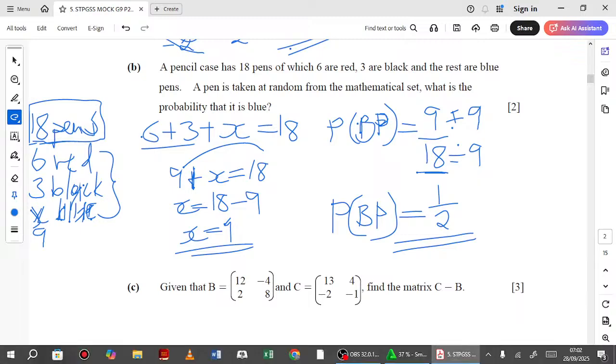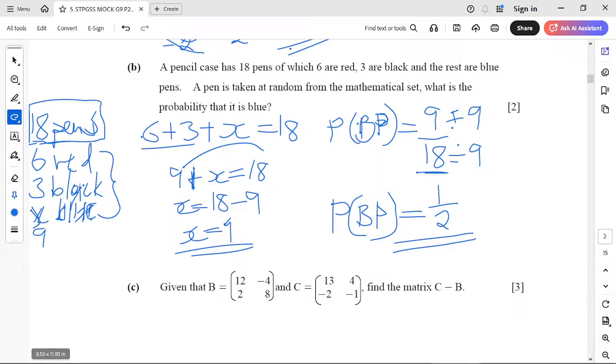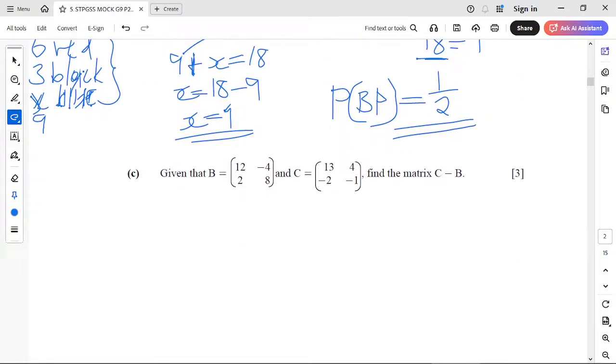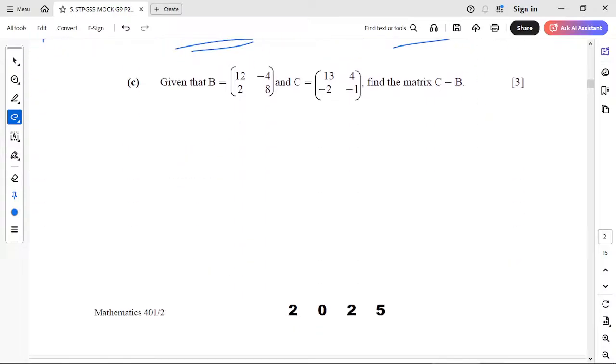Before I solve question 1C, I want you to attempt it. Let me see the answer that you get. Write your answer in the comment section. So question C is: given that matrix B is equal to 12, -4, 2, 8, and matrix C is equal to 13, 4, -2, -1, find the matrix C minus B. I want you to try to work out this one. Let's see what you get.